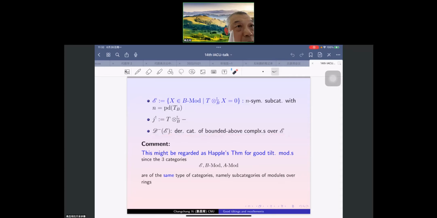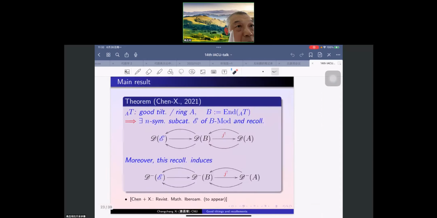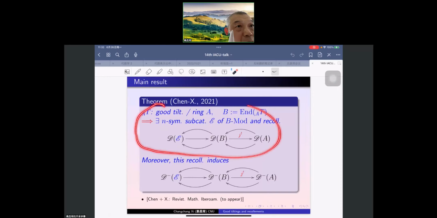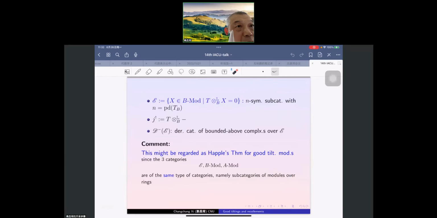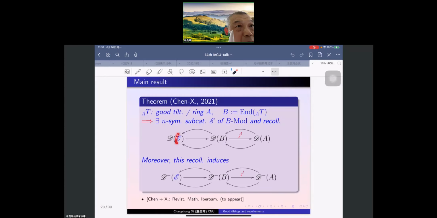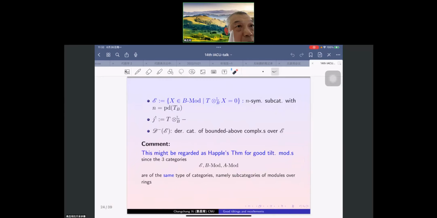Let's say a few words about this result. This result may be considered as Happel's result for good tilting modules, because the three categories appearing here have, in some sense, the same type, namely they are subcategories of module categories over rings. This is a module category, this is a module category, and this is a subcategory of a module category. They live in the same levels, and they have the same type of categories. This is why we would like to see this as the counterpart of Happel's result for infinitely generated good tilting modules.